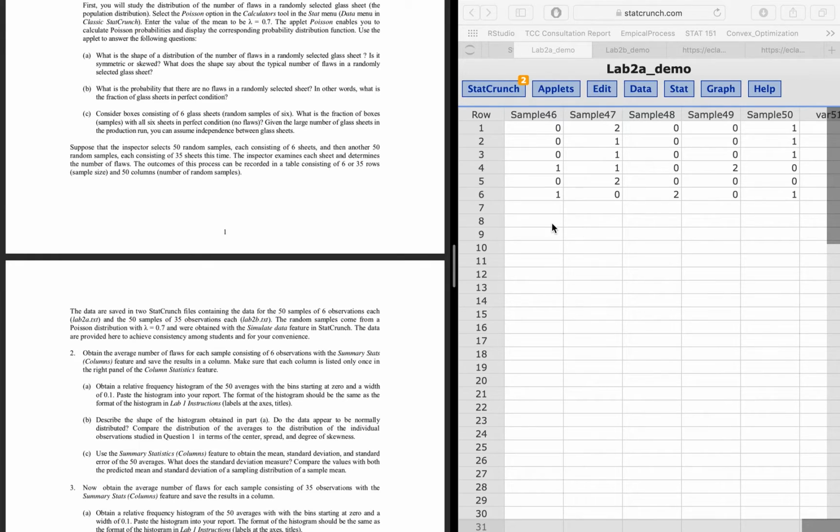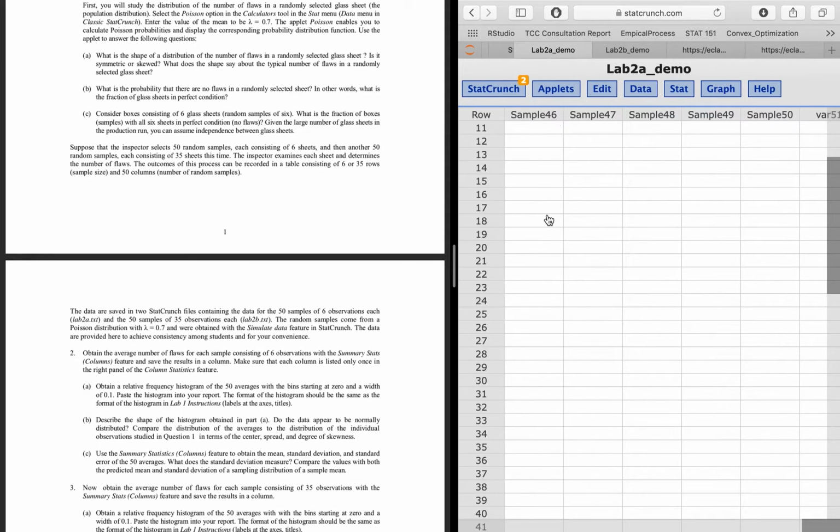Okay, so if you take a look at the data, for example lab2a, every column is a sample. In this case, I have my first sample. If I move this to the left, my first sample contains 6 sheets of glass. The number of flaws the 6 sheets contained are 0, 0, 0, 1, 2, 1 flaws. Similarly, every single column is a sample, and I have 50 of them.